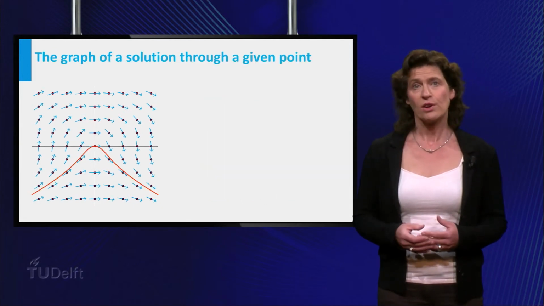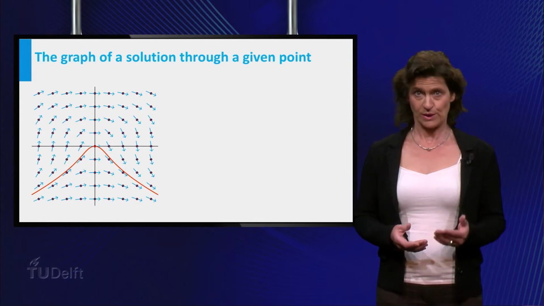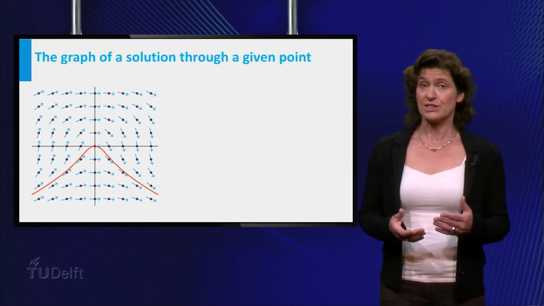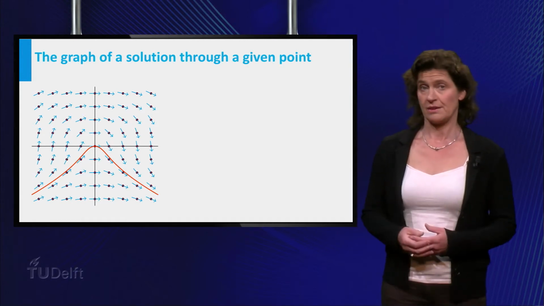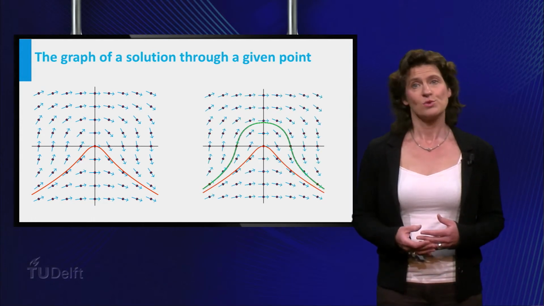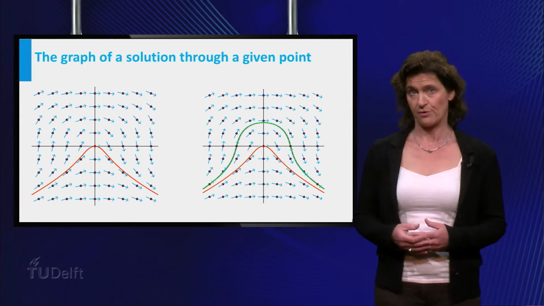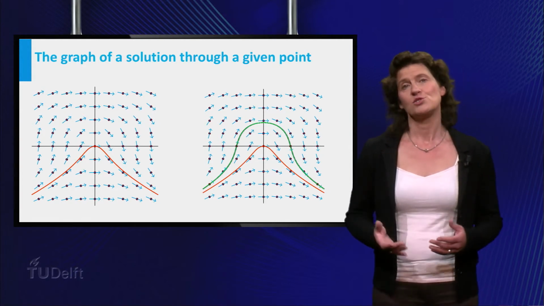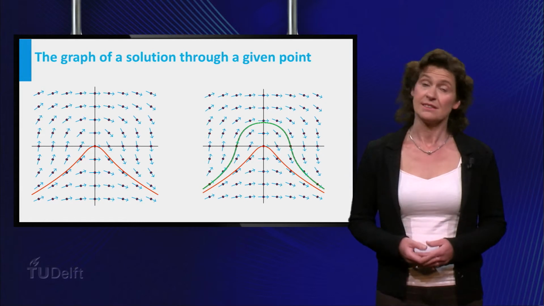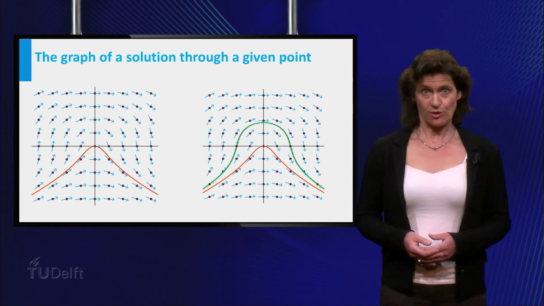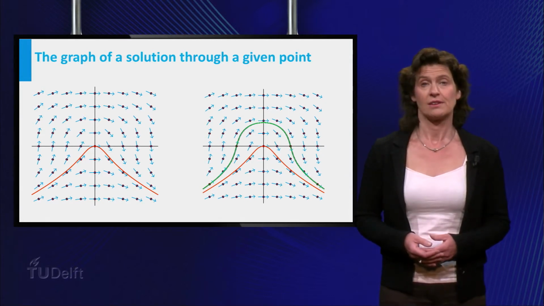So the graph corresponding to the solution of the differential equation, which passes through the origin, is the orange one. The solution which passes through the point (1, 0) has the green graph. Obviously, drawing a direction field by hand is tedious. Luckily, there is software that can do the job for you.